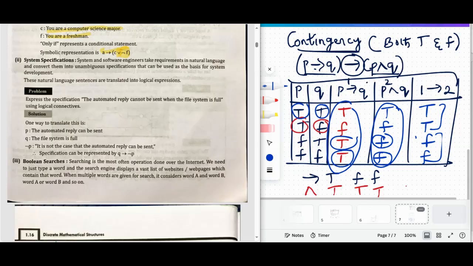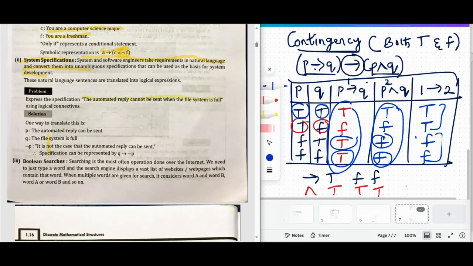Then we have the next one, system specification. What is system specification? System and software engineers take requirements in a natural language and convert them into a specification language that can be used as a basis for system development. So whatever is given in natural language, we will convert it into a machine language. That is called system specification.